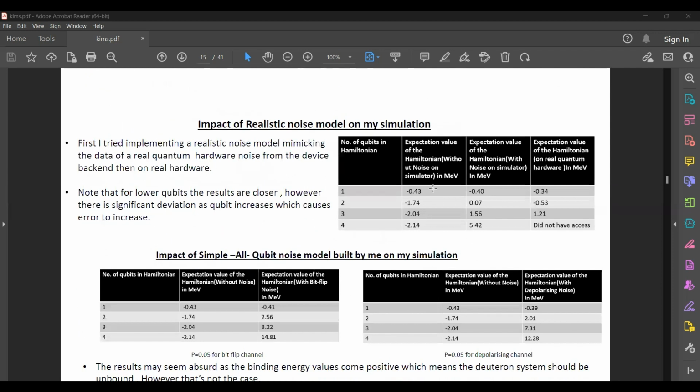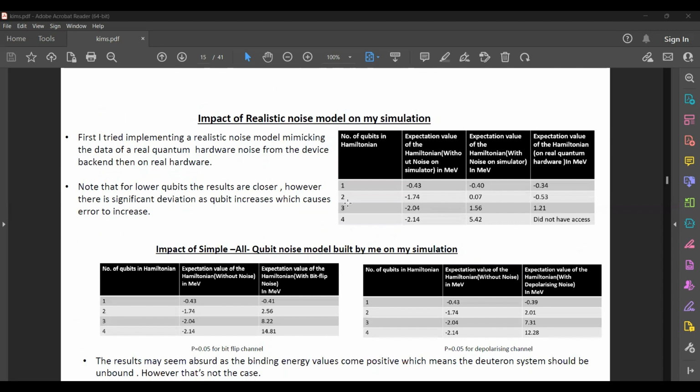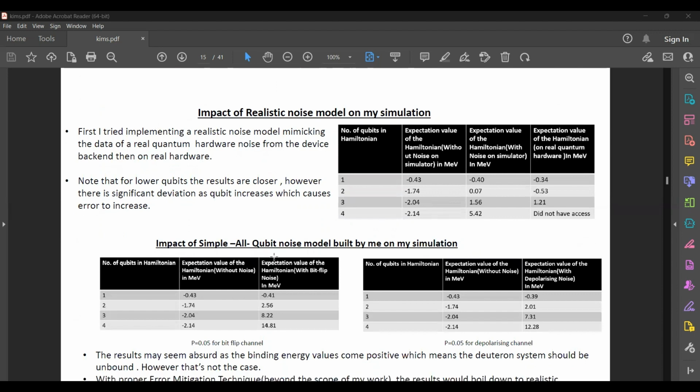Now I implemented this in my simulation. Before I implemented my noise models of bit flip and depolarizing, there is a fake noise model which is mimicking the data from real hardware. IBM has this facility that in real quantum hardware there are some noises, and it has the exact data of the noise which is there on real hardware, and we can use it in our simulation to see how our results are changing.